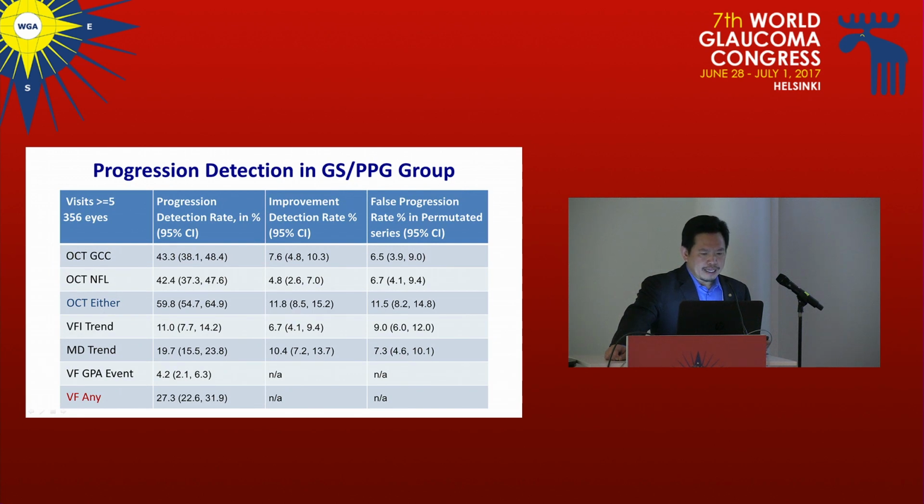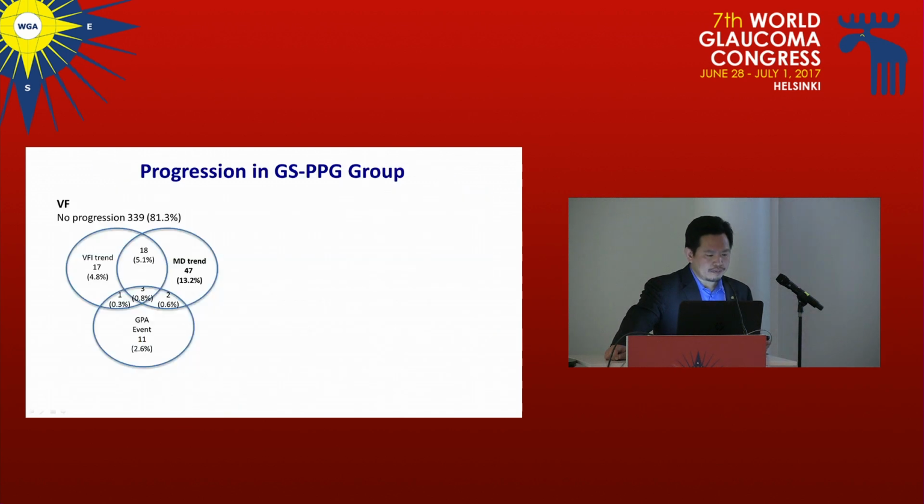So in the suspect and pre-parametric glaucoma group, there's a lot of numbers here, but you can see that we look at trend progression for both GCC and NFL and combine them with either OCT test. And in visual field, we look at 3 types of progression analysis. And the most important takeaway here is that with OCT, progression was detected in almost twice as many eyes, and specificity was comparable between the 2 methods.